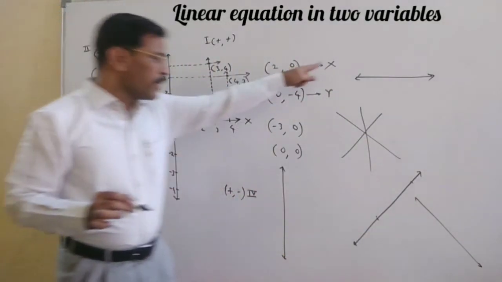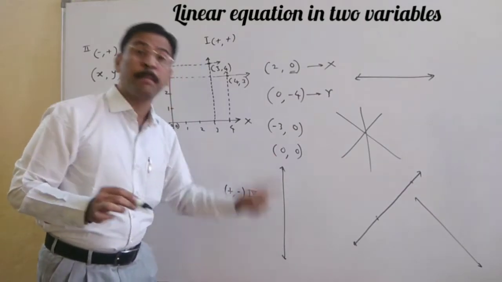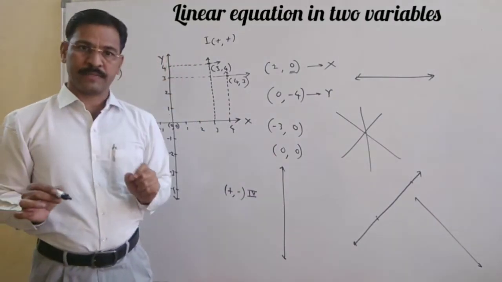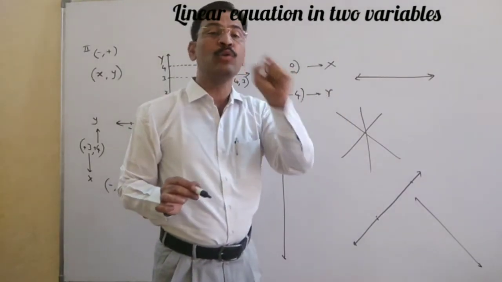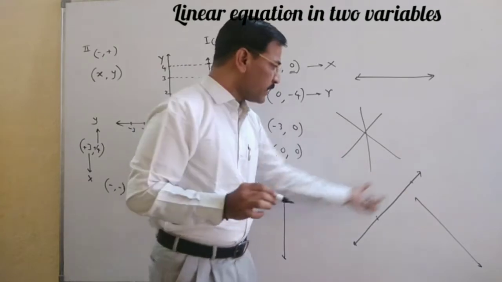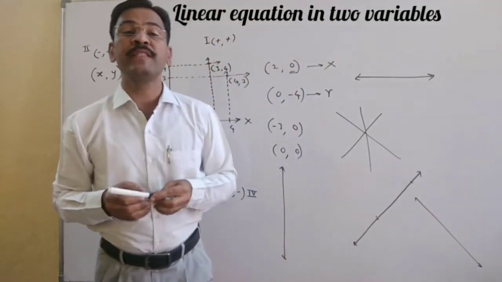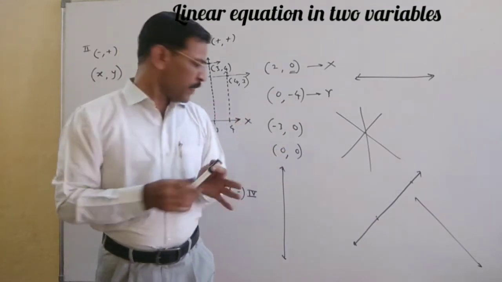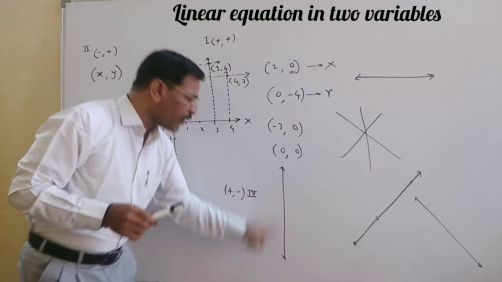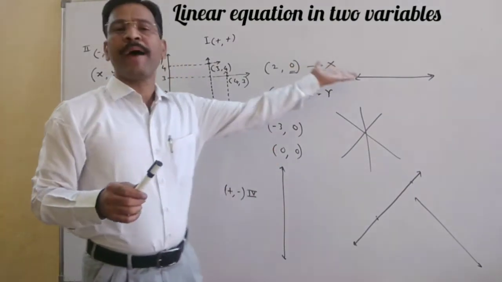Friends, if the line is vertical, then it is always parallel to the y-axis. If it is horizontal, it is always parallel to the x-axis. If the line is slant, then this particular line always intersects both the axes.